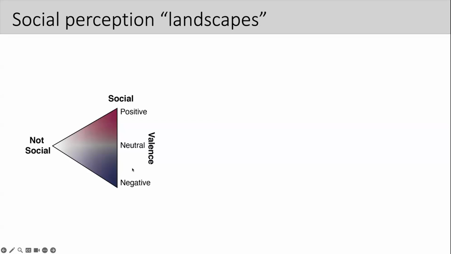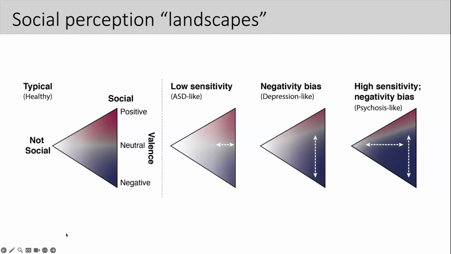And so you can think of this as a healthy control landscape. The axes would also be objective parameters that we can control. And then people's percepts depend on their landscape for how different things get weighted. One idea might be that these landscapes get warped in different psychiatric conditions.